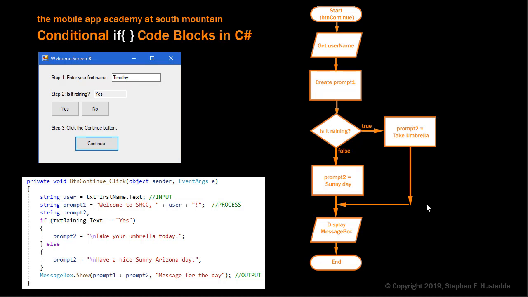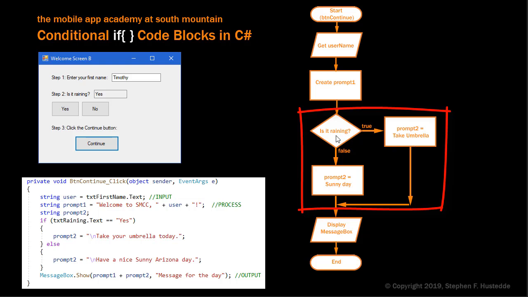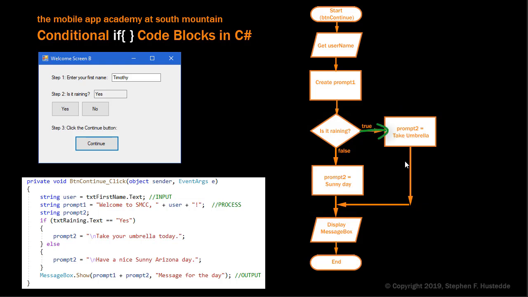And you can see from the flowchart over here, we're creating prompt 1. And then I'm asking the question, is it raining? And if it is, I'm going to take prompt 2 and create that as take your umbrella. But if it's not raining, I'm going to set prompt 2 equal to sunny day. And one of these two forks will happen, but not both. If this is true, our control flow goes this way. But if this is false, our control flow goes this way. And only one of these two code blocks gets executed.